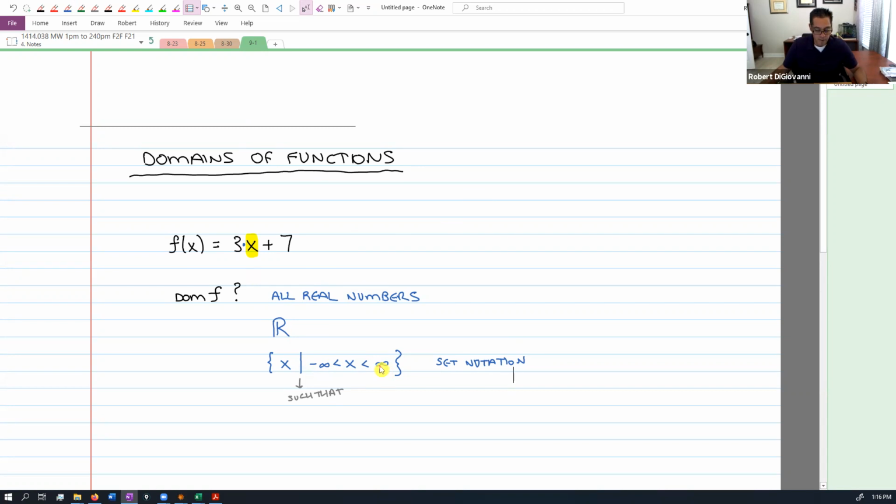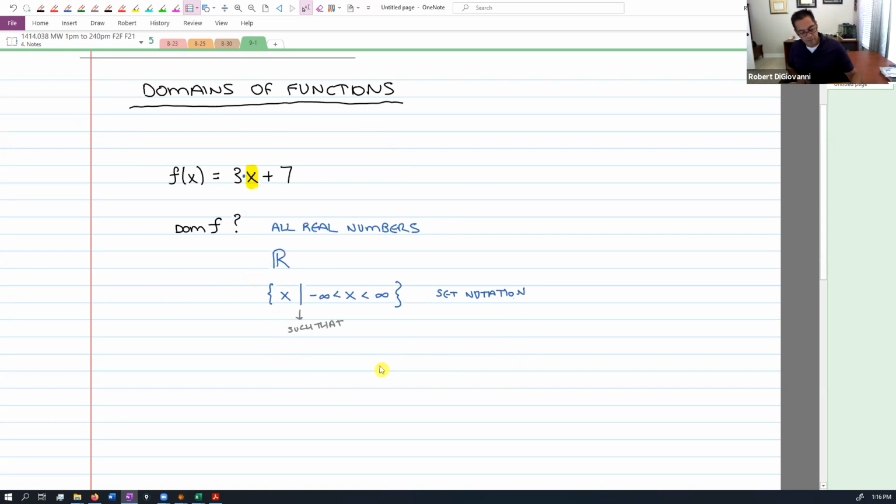Any number. And then one other way you could do it is to use what's called interval notation, where you just write down parenthesis, negative infinity, comma, infinity. And this is called interval notation. At the end of the day, though, what we're saying is that for this particular function, you can plug in any number and you're not going to have any problems. So these things aren't very interesting. Functions that have a domain of all real numbers are pretty boring.